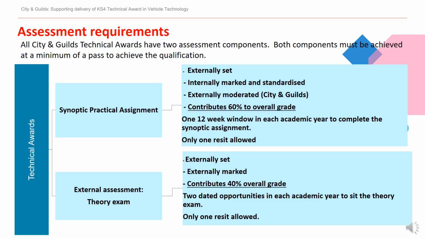As you can see on the slide, the synoptic practical assignment contributes to 60% of the overall grade, and the theory exam contributes to 40% of the overall grade.